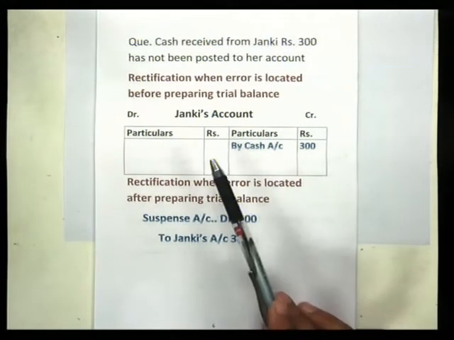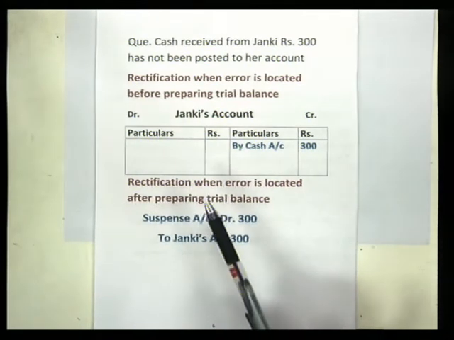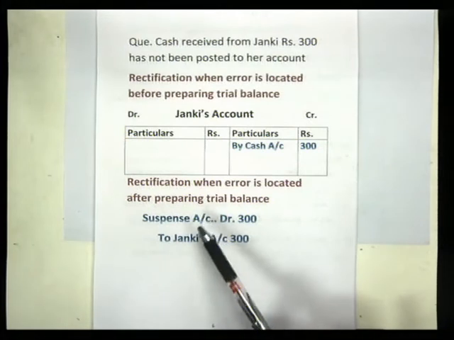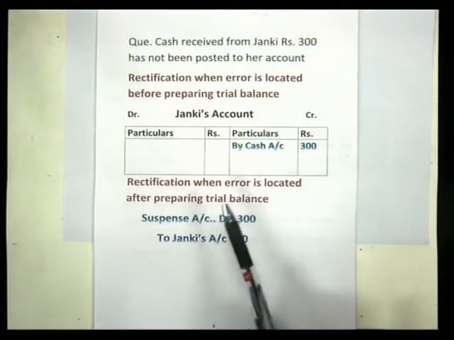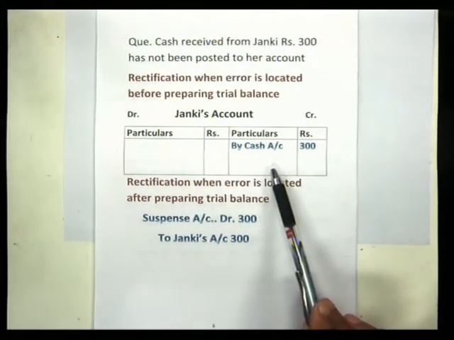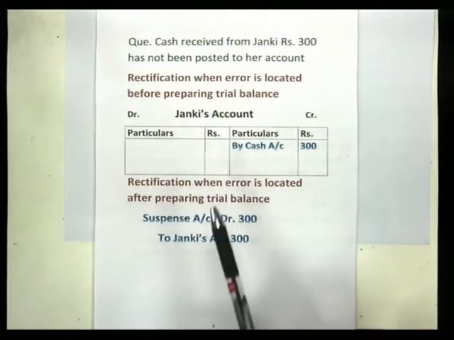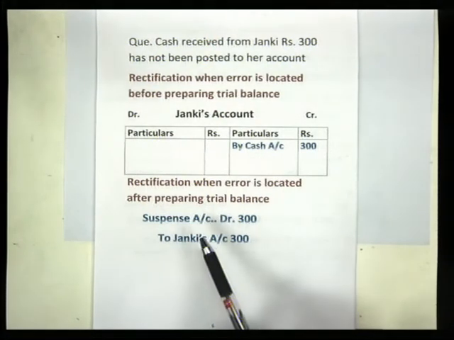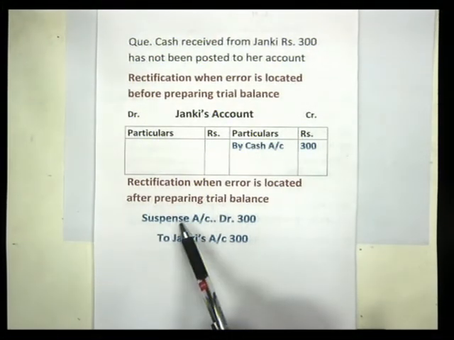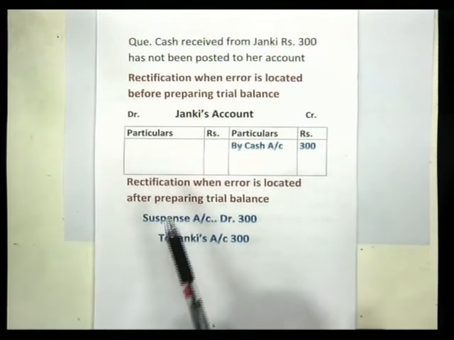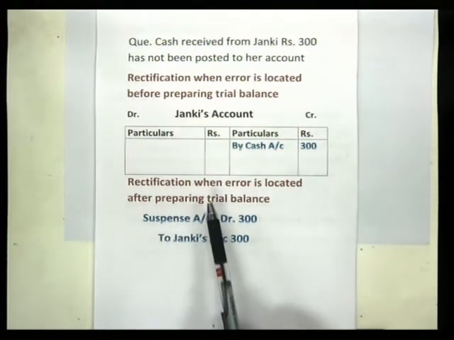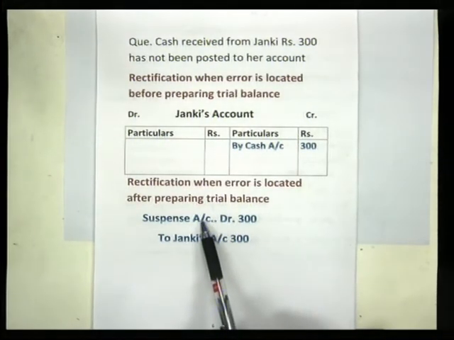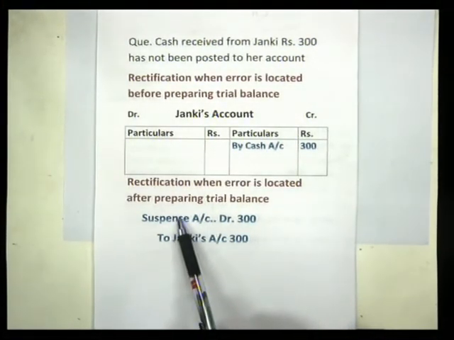Now the same error, if it is reflected after preparing the trial balance, when the trial balance does not tally and afterwards you locate that Janki's account is not credited by rupees 300. Once Janki's account is closed and the trial balance is prepared, you cannot give the remark in Janki's account. So here compulsorily you have to pass a journal entry by using suspense account. Janki's account should be credited. As there is no other account to be debited, suspense account should be debited.